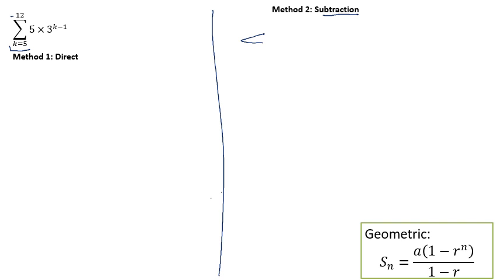So instead of finding the sum of the terms between the 5th term and the 12th term directly, what we're going to do is work out the sum of the first 12 terms. And then we are going to subtract the sum of the first 4 terms. And in doing so, you'll be left with the sum between the 5th term and the 12th term.